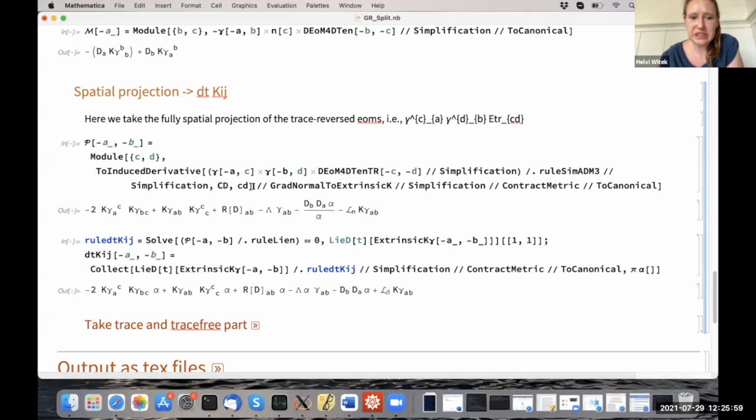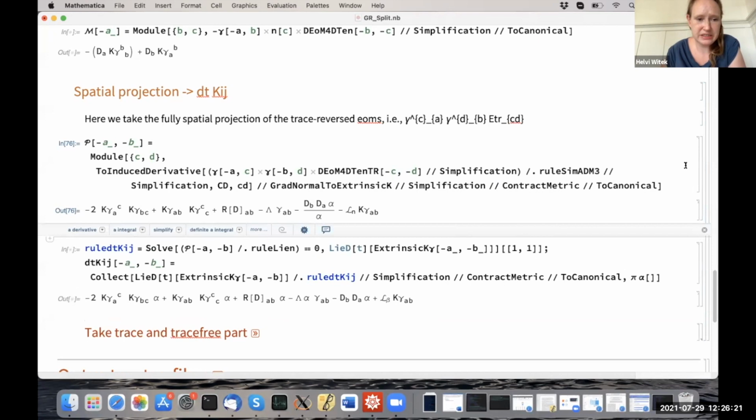I'm again applying this predefined command, gradient of the normal vector going to the extrinsic curvature, and doing some simplifications. There's also this command contract metric that will explicitly contract dummy indices where applicable, and then ordering everything in a canonical form. If we do that, we find this equation. Here we already have a Lie derivative along the normal of the extrinsic curvature, which contains a time derivative, precisely what we want. And then you have your derivatives of the lapse, and the 3-dimensional Ricci tensor in terms of the extrinsic curvature.